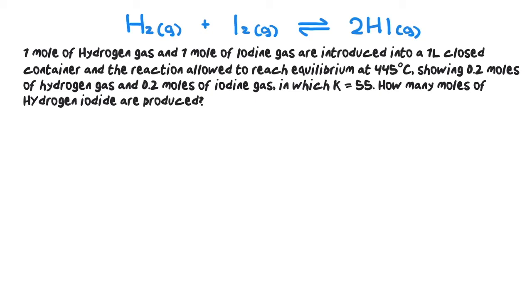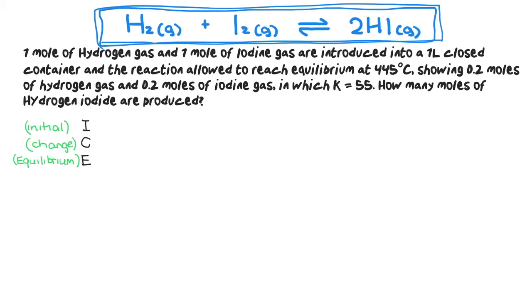The question is, how many moles of hydrogen iodide were produced? To work this out, we use a technique called ICE tables. This stands for initial, change, and equilibrium. Let's try it out on this. So our balanced equation is given. Initially we have 1 mole of hydrogen gas, 1 mole of iodine gas, and no moles of hydrogen iodide, since the reaction has yet to proceed.